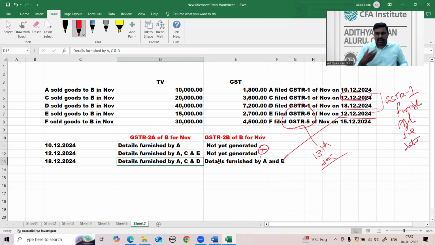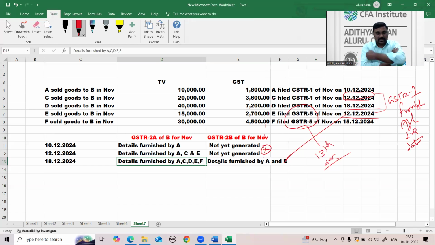GSTR 2A will get updated, no problem. But GSTR 2B will be frozen only once per month. On 18th December, if you open it, it will contain the details of A, E. GSTR 2A of B for November month reflects all the details, whereas GSTR 2B reflects only those details based on their respective due dates.